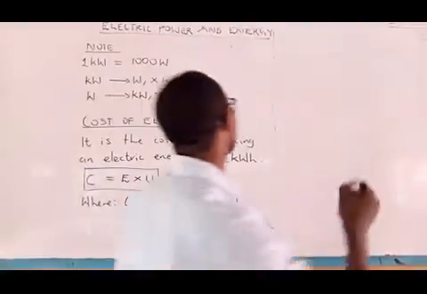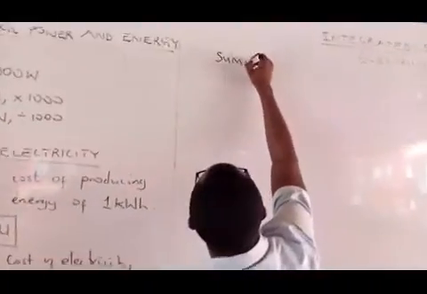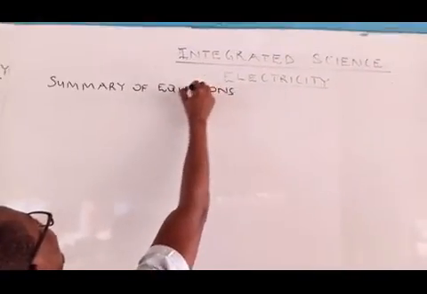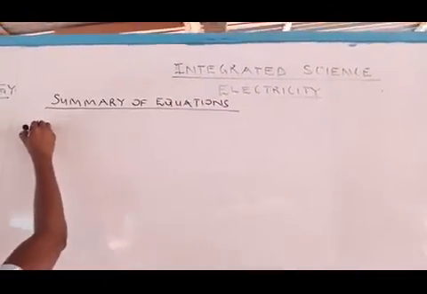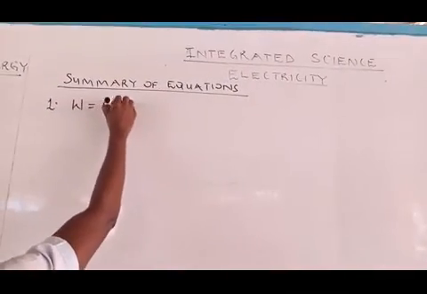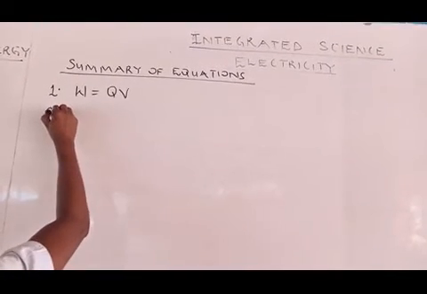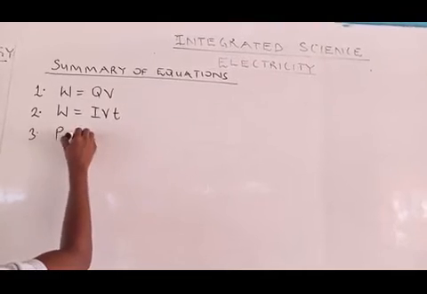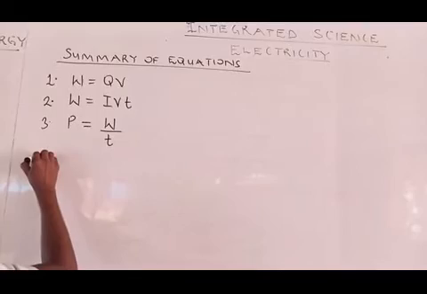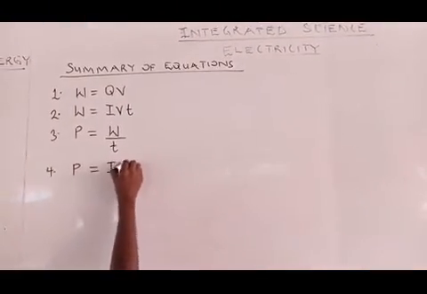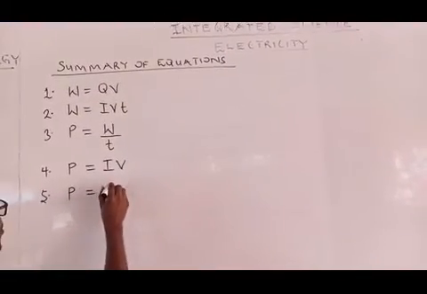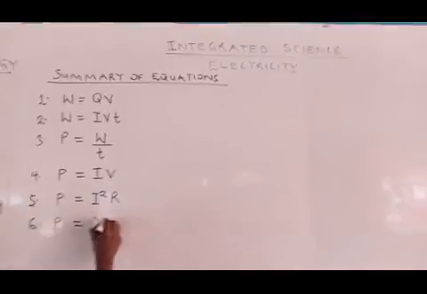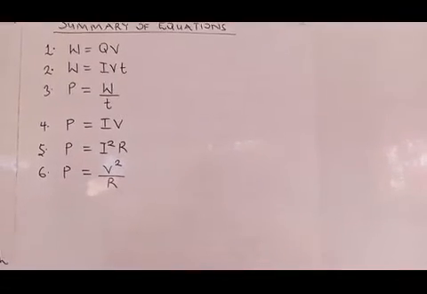Now, this is a summary of the equations we've come across. 1, we said that work done is equal to the charge times the voltage. 2, work done is also equal to the current times voltage times time. 3, the electric power is work done over time. 4, the electric power is also current times voltage. 5, power is equal to the current squared times the resistance. 6, the electric power is also equal to the voltage squared over the resistance.